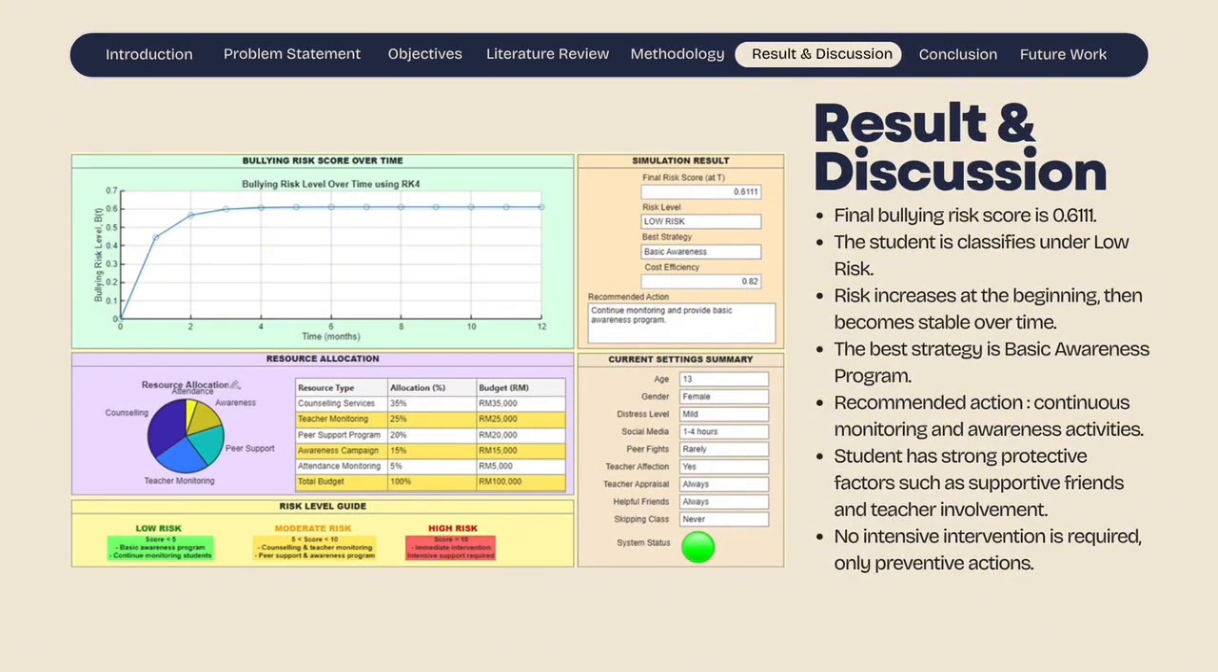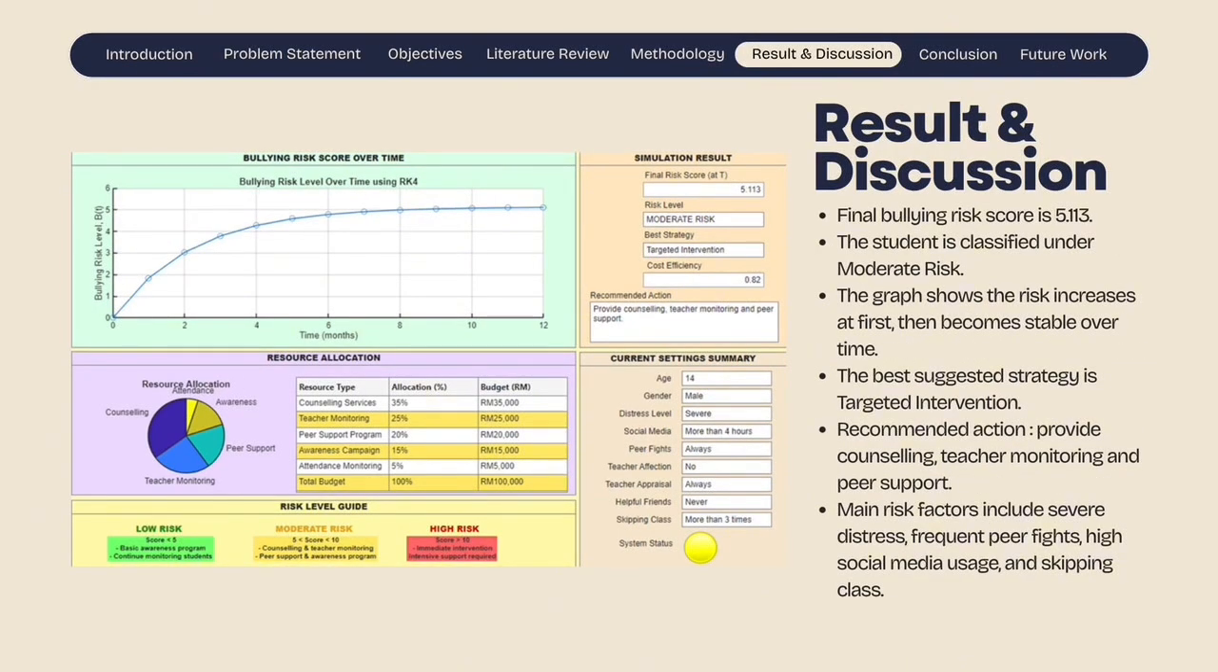In the low risk scenario, the final bullying risk score is 0.6111. The result shows that the risk increased initially before becoming stable. The recommended strategy is a basic awareness program with continuous monitoring because the student has strong protective factors such as supportive friends and teachers' involvement.